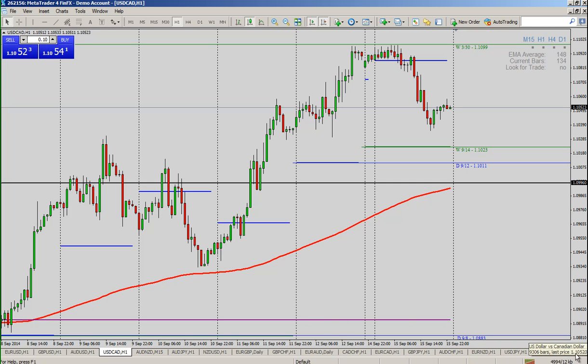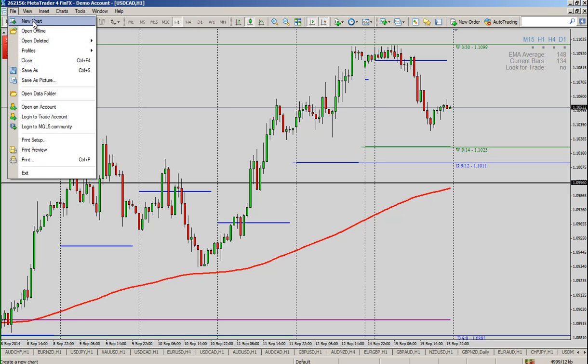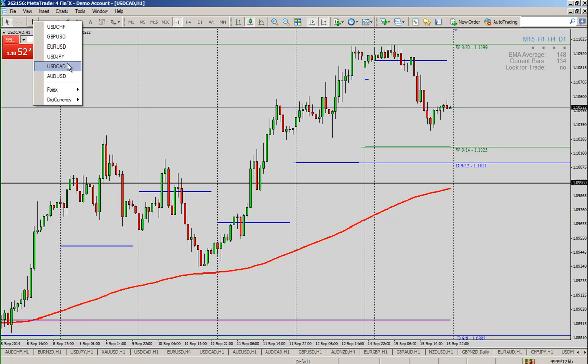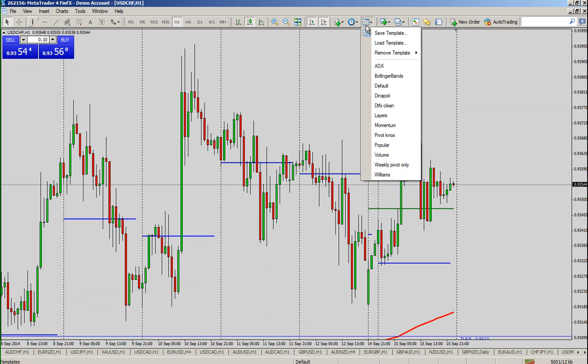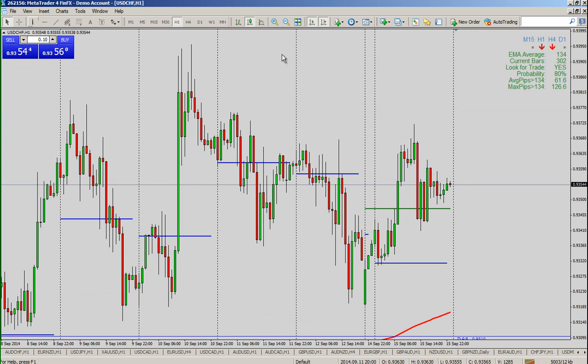Okay, so my dollar Swiss, where in the world is my dollar Swiss franc? It's down here. I might have been looking at it on my other chart, but let's go to that. So dollar Swiss franc is just a fantastic little setup here.